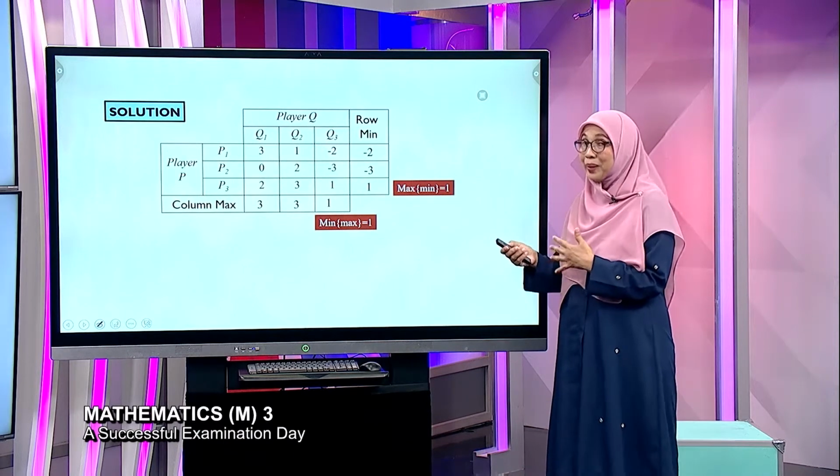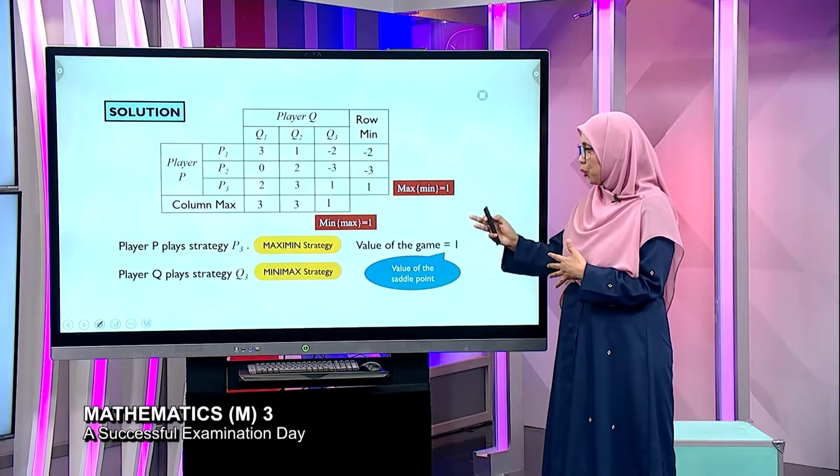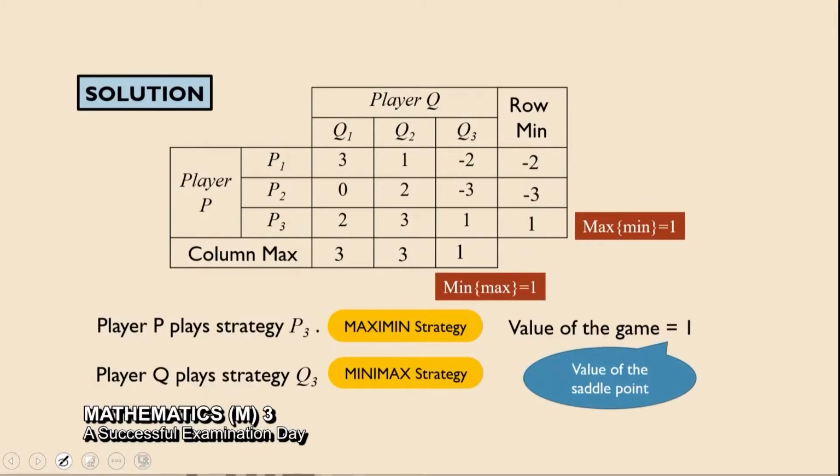So normally for play safe, the row player will always choose the maximin strategy, which is, where does this one lie? P3. And player Q will always choose the minimax strategy, 1. So where does this one lie? Q3. So we just write player P plays strategy P3 and player Q plays strategy Q3. Remember, conclude your answer. So value of the game is the value of the saddle point. Value of the saddle point ni lah yang sama, 1.